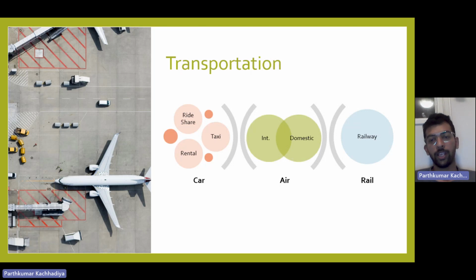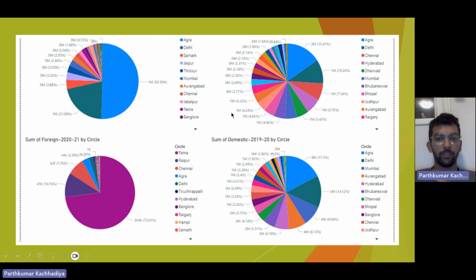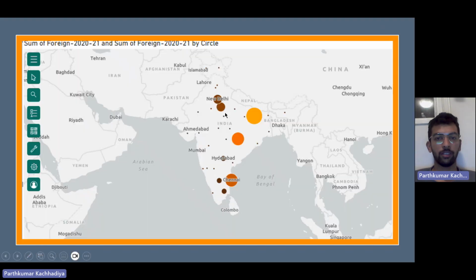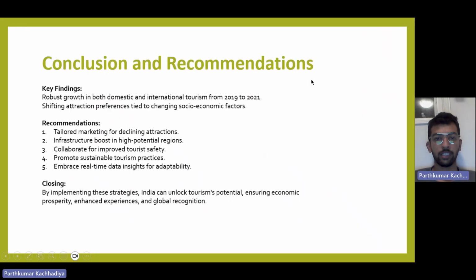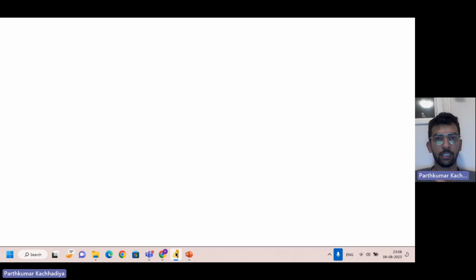For air transportation, we have international and domestic flights. And for railways, India has the third biggest railway system in the world, so railways also play a vital role in transportation and tourism. These are some of my visualization graphs, but I would rather discuss this in my Tableau file.